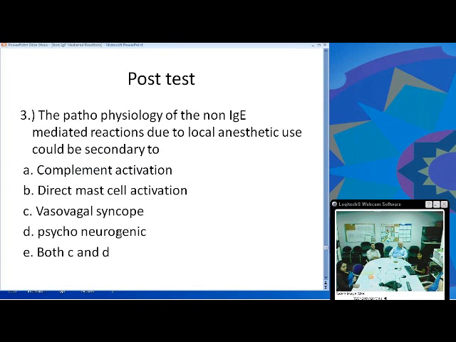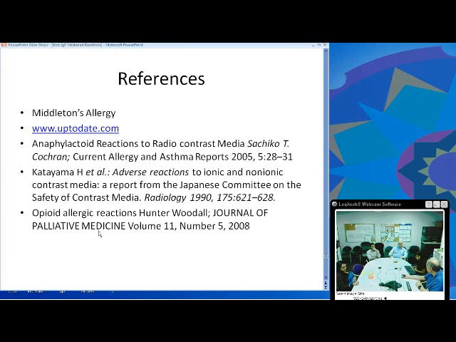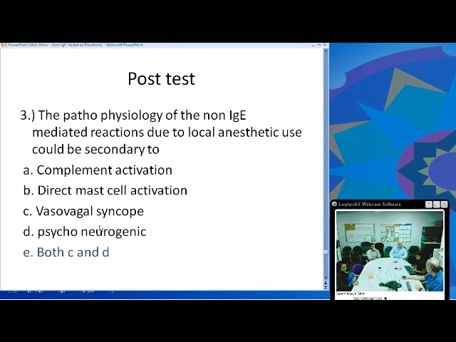And then the pathophysiology of non-IgE mediated reactions to local anesthetic is E, because it can be vasovagal or psychomotor. So in terms of local anesthetic allergy, that always comes up. Is that real?